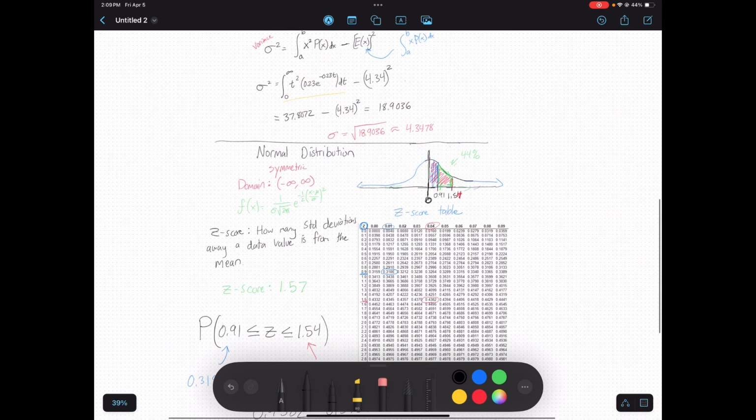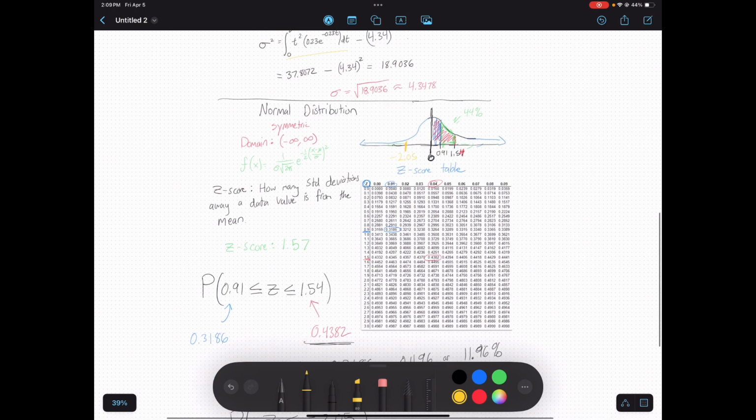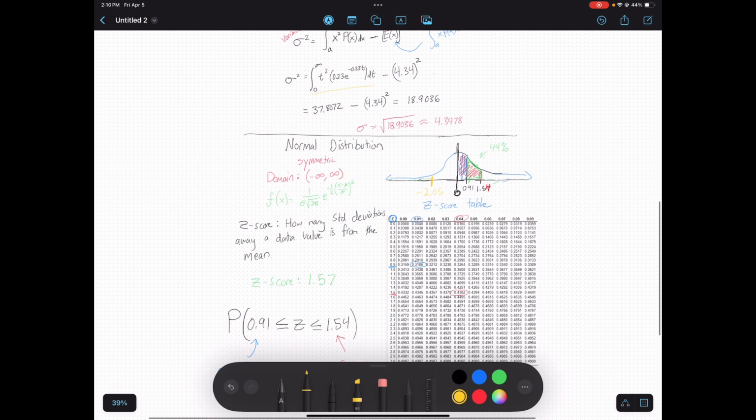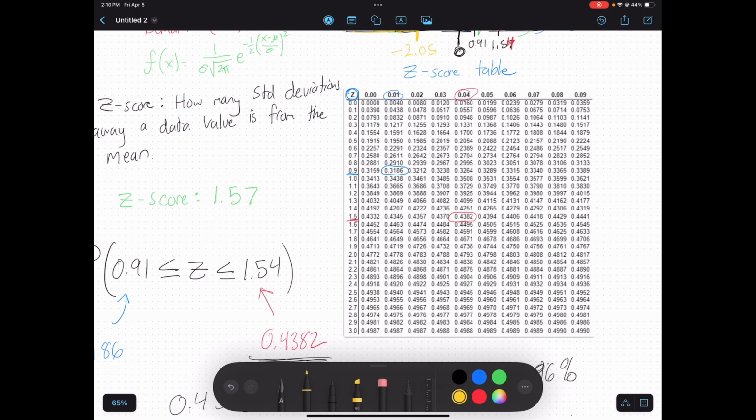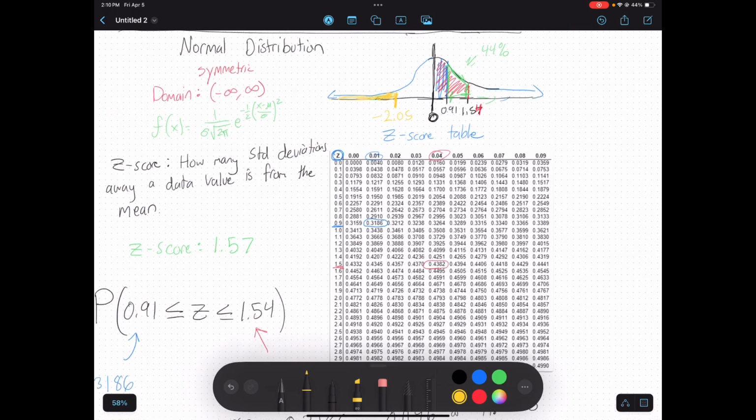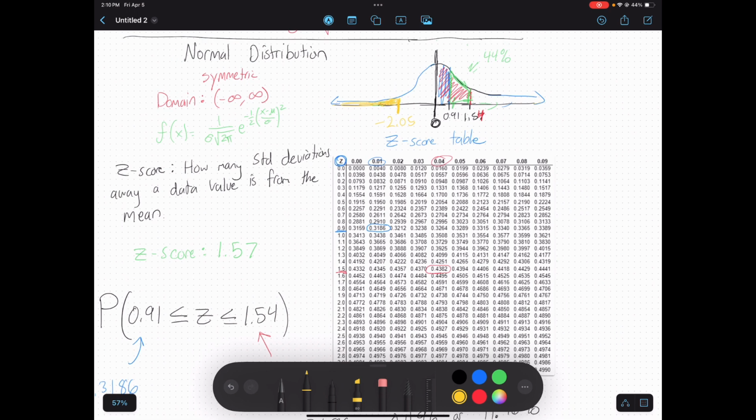Negative z-scores just mean that I'm working on this side. So this would be like negative 2.05, which is on this side of the mean, on the left side of the mean. So what am I really looking for? I'm looking for this area. Well, my z-score table doesn't have any negative values on it, so how am I supposed to do this? Well, the key here is remembering that the normal distribution is symmetric, which means all of these same areas still apply for negative values as well.